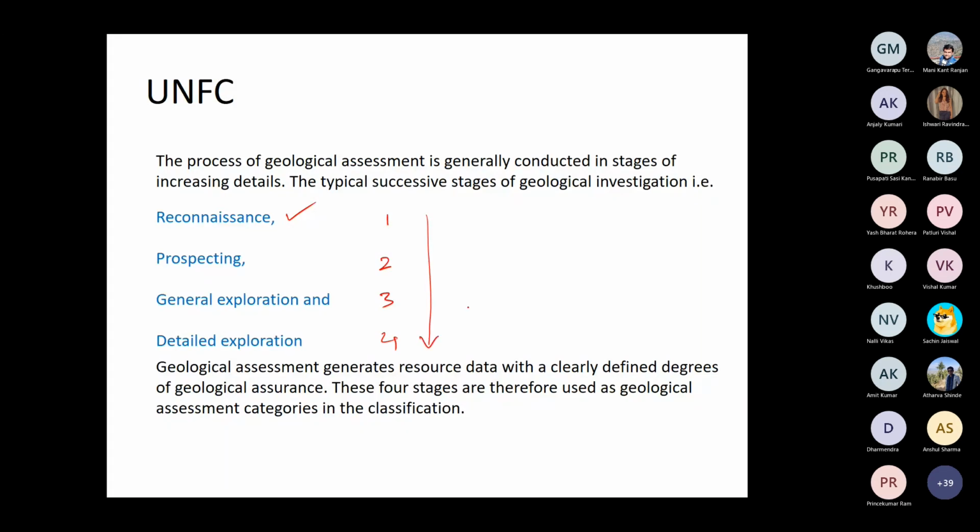Reconnaissance is large scale prospecting just to have some idea about what could be the mineral occurrences. The next is prospecting, with some trenching and other things that I will also tell. I have a document for this, and I will share that document with all of you. General exploration is much more detailed, and detailed exploration is complete, which is required for understanding the mining feasibility of the mining operations. So these are basically the 4 stages.